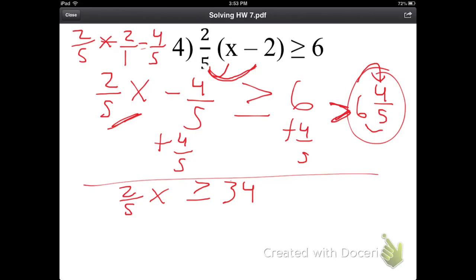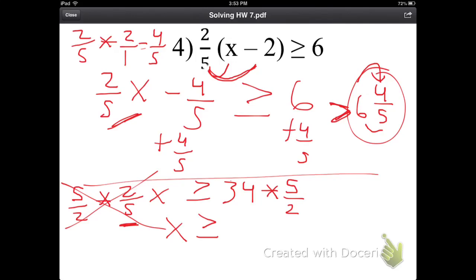Now at this point, I need to get rid of the 2/5. This is really multiply by the reciprocal. If you don't remember that little maneuver, look it up. But the reciprocal of 2/5 is 5/2. And you just multiply both sides by 5/2. The 2's will cancel, the 5's will cancel, and all you got on the left side is x. And it's still going to be greater than or equal to because we've multiplied by a positive number.